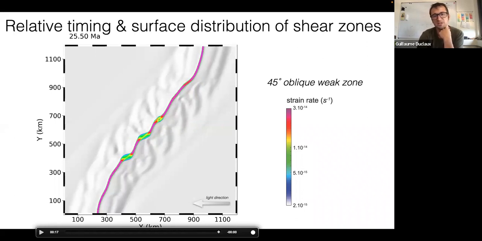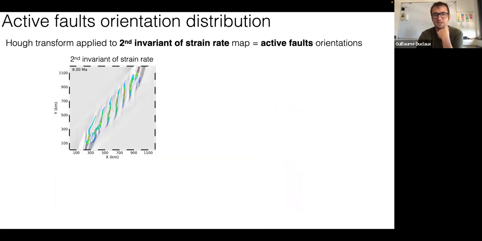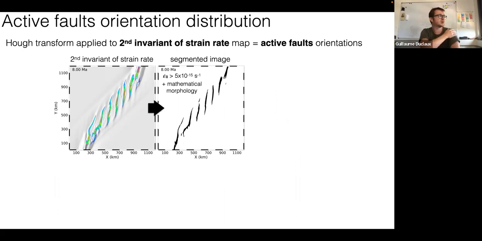So the obliquity of the model was set to 45 degrees in this case. And I did develop a workflow to automatically measure the direction of the faults from the system. So I used Python to do some image processing techniques.